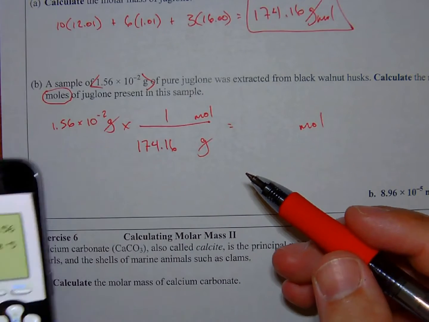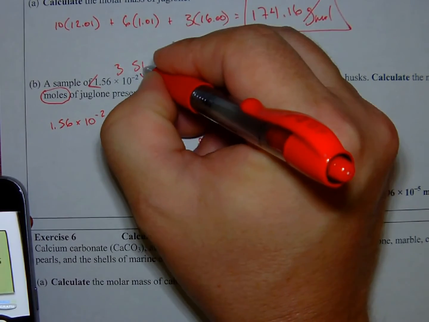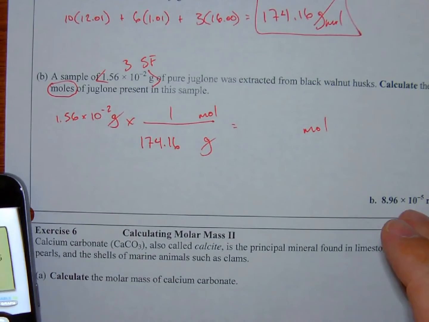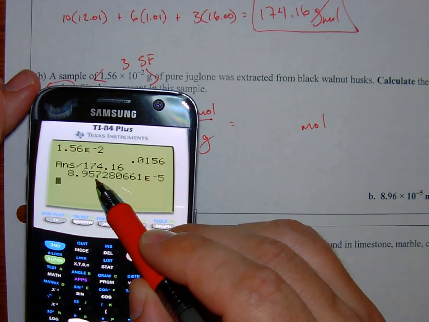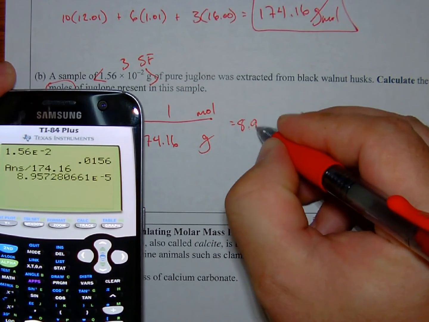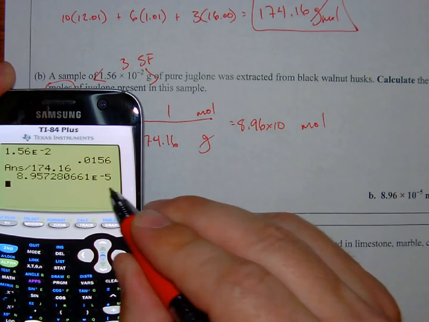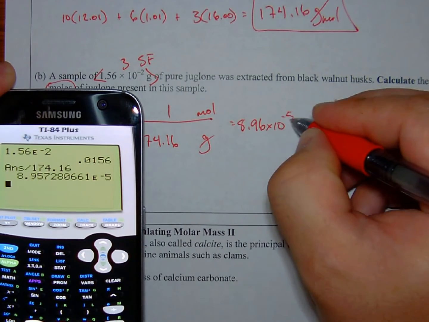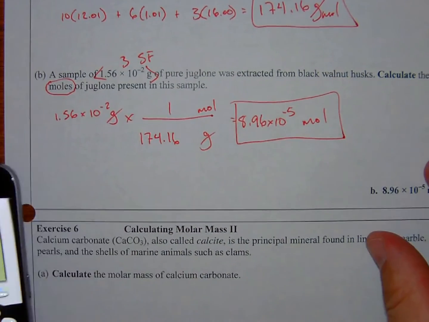Actually, how many significant figures do I want? I got 3 right there, so I'm going to report my answer with 3 significant figures. Look back at my answer. There's my 3rd significant figure. That 7 tells me to round it up. So I'm going to go to 8.96 times 10 to the negative 5th moles of juglone.